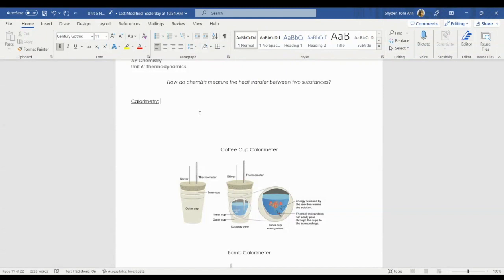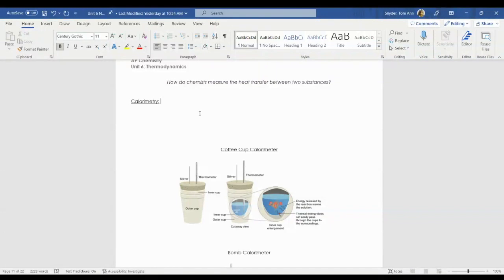Some of this, the equations for this should be pretty familiar. Actually, you might remember the equation before I even get started here, because we do a very nice calorimetry lab in Chem 2. But anyway, how do chemists measure the heat transfer between two substances? So how do they do that?